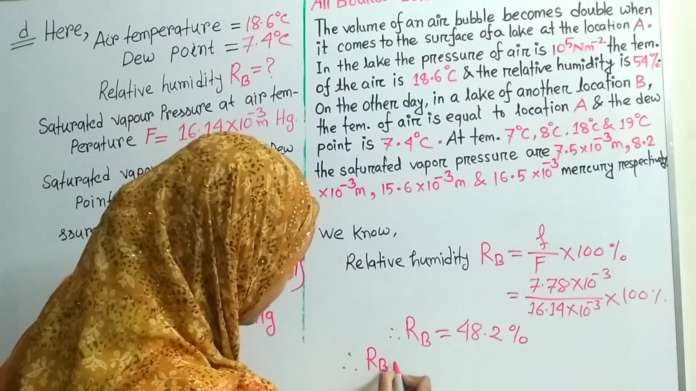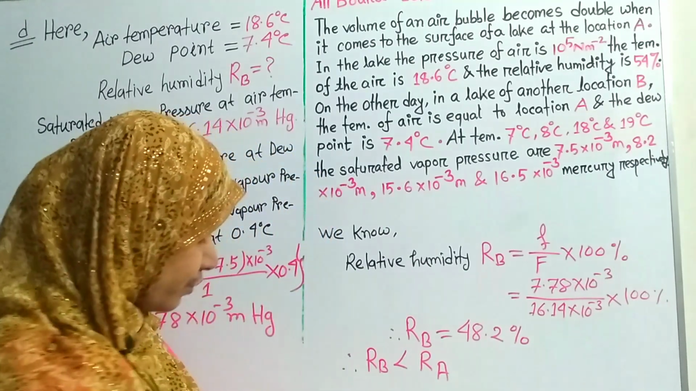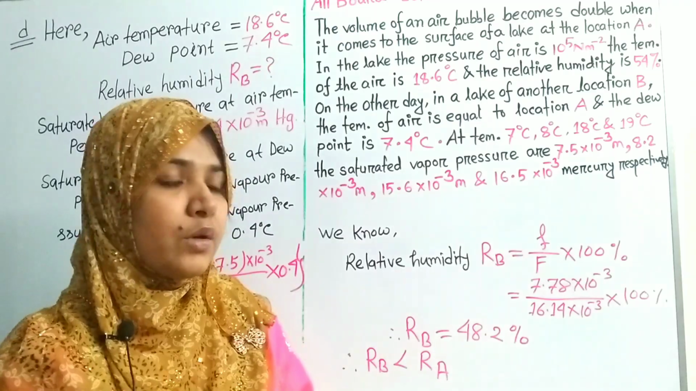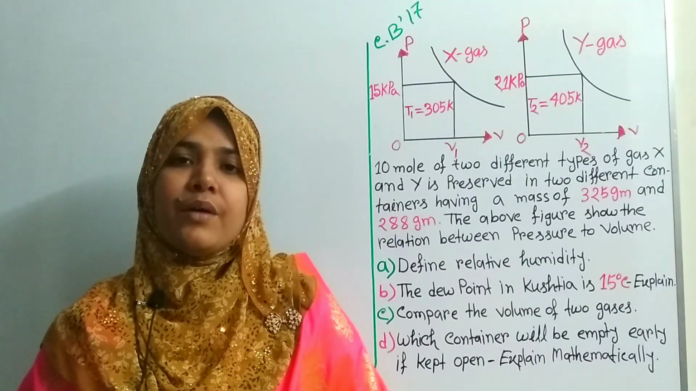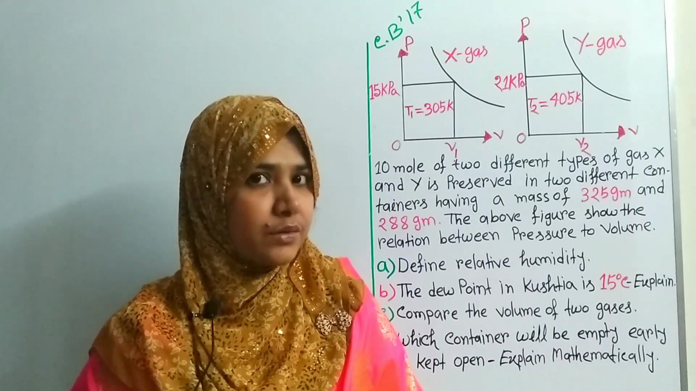RB is less than RA. So we can say that a man will feel more comfortable at location B. Now our second creative question, and this question is from Cumilla Board 2017.